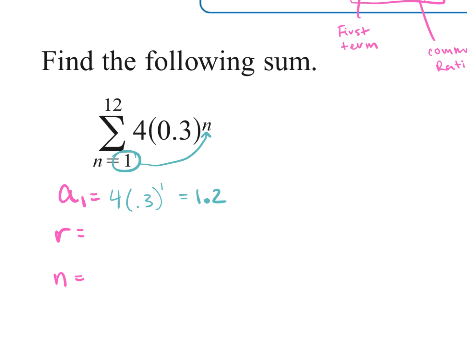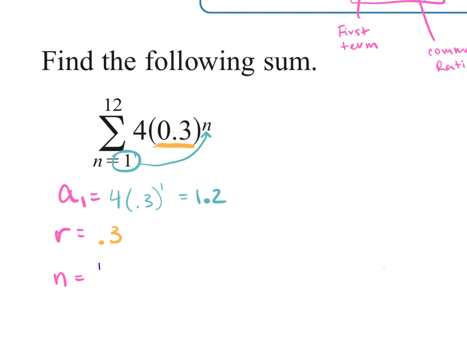Now to find r, r is the base. So that's the number that has the exponent. What number has the exponent here? 0.3. So that would be our r. It is just the base that has the exponent, so it is not including the 4. It's just 0.3. And then n is our number of terms.